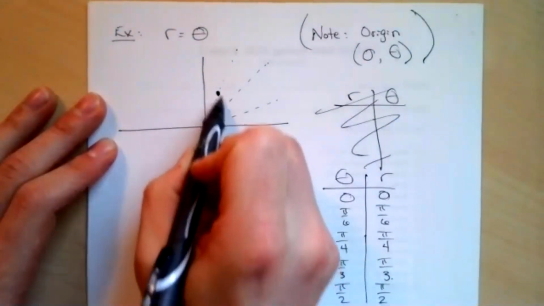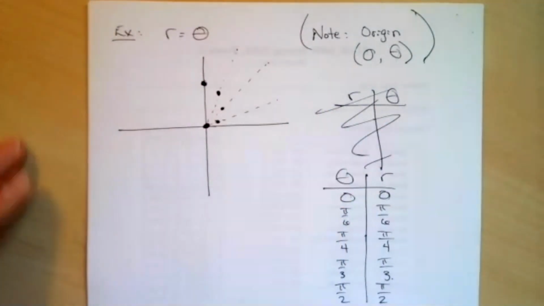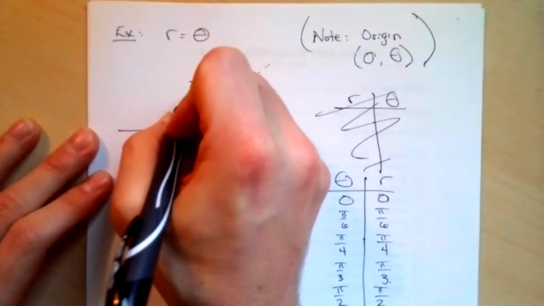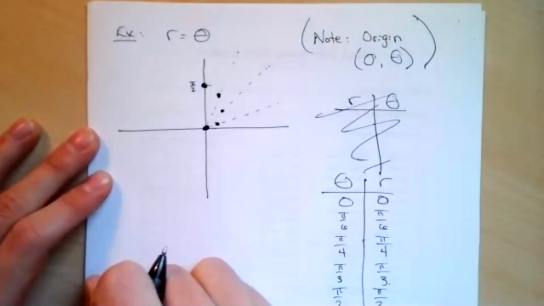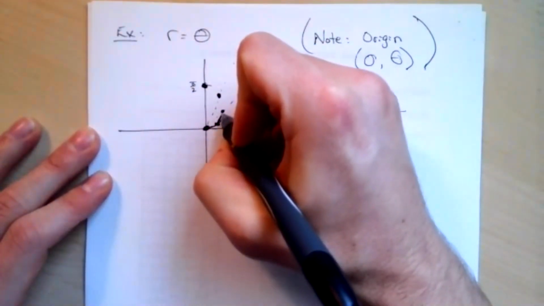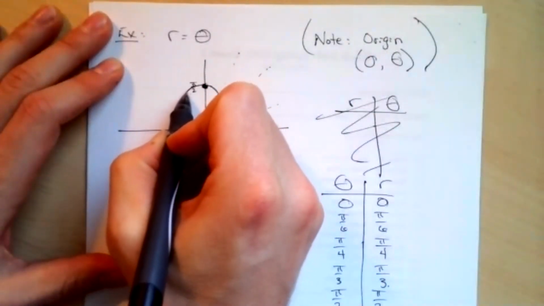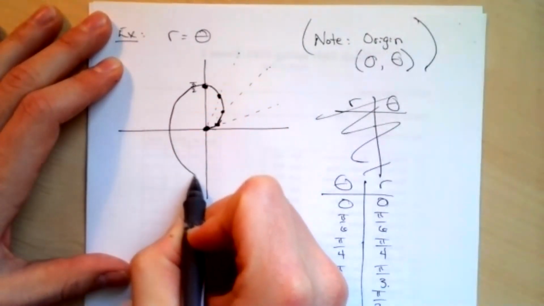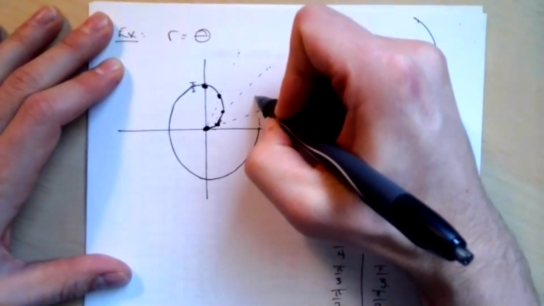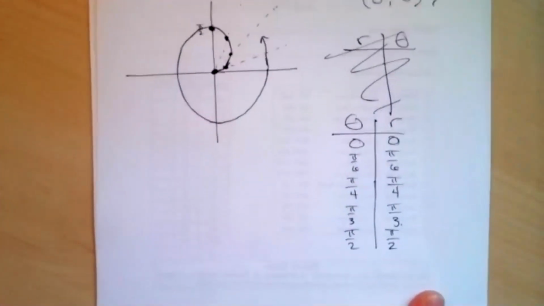And so as we rotate around, the radius is going to grow. So here, this value would be pi over 2. Our angle's pi over 2, radius is pi over 2. And so this one is going to form a spiral. So it's going to keep getting bigger and bigger. And even as theta increases, it'll keep going.